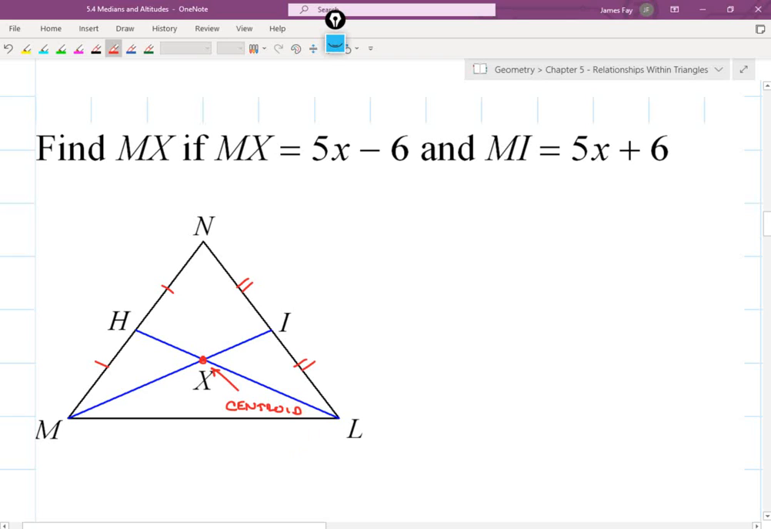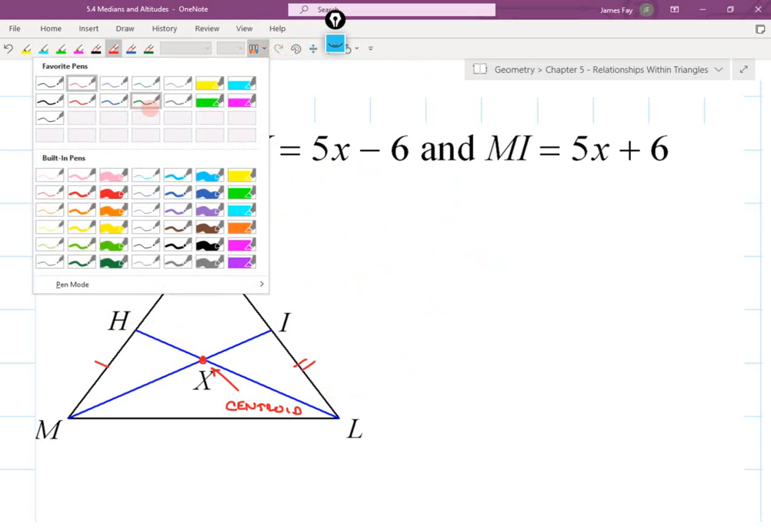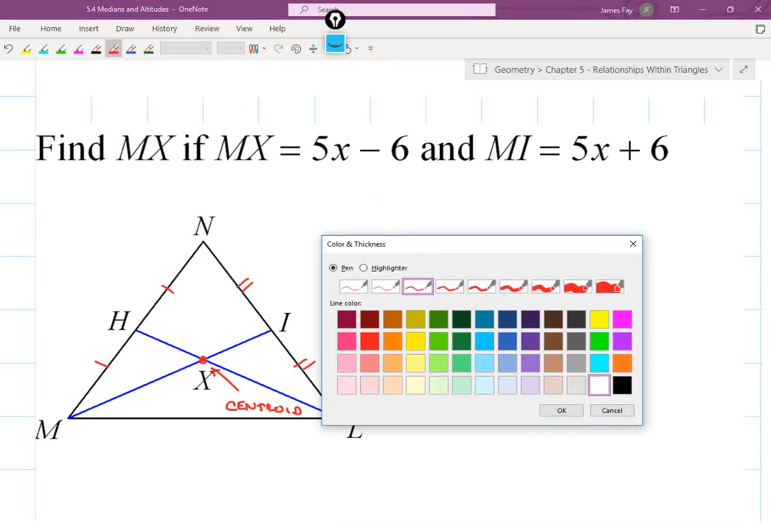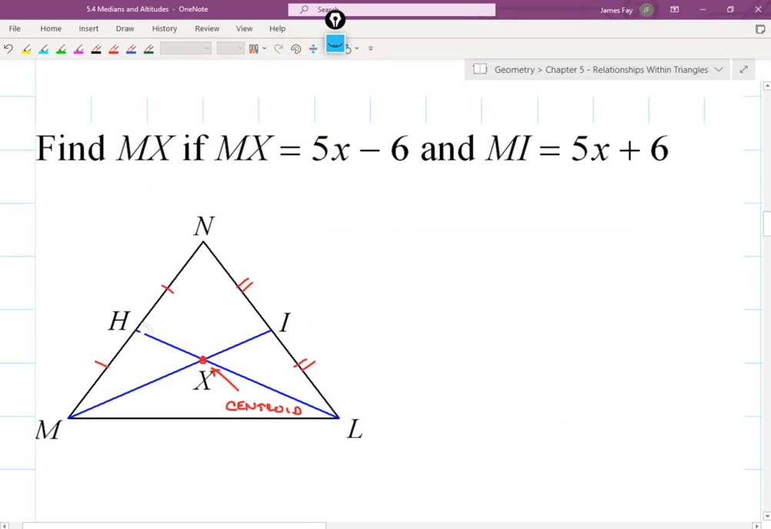Okay. Now, so when we have a centroid, these pictures will have always two medians drawn in. But the reason they have two medians is so that you can locate the centroid. You don't need both medians to actually do this problem. They're only asking me about, right now, MX and MI. They say nothing about H to L, right? So what I like to do is either redraw or cover up the median that they don't ask me about.